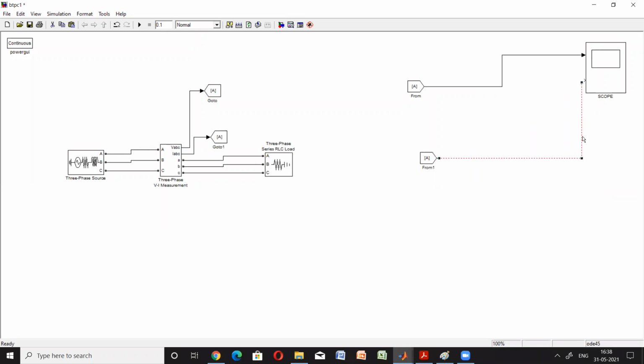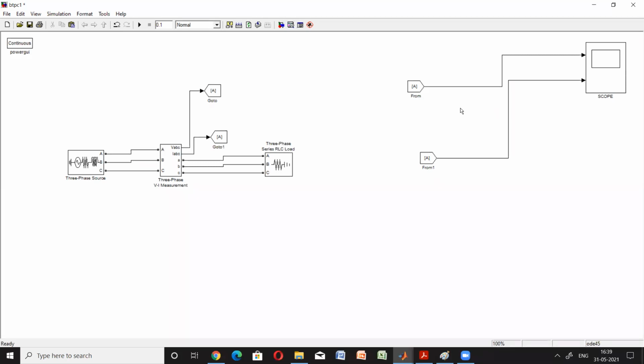Basically we are taking two Goto and two From routing blocks for the routing of VABC and IABC from the three-phase measurement block to the scope. We have to route two parameters, so we are taking two Goto and two From. Now we have to interconnect the From and Goto blocks.